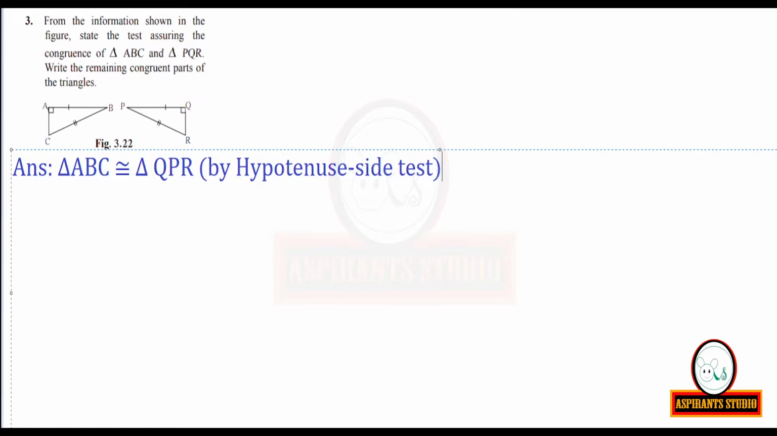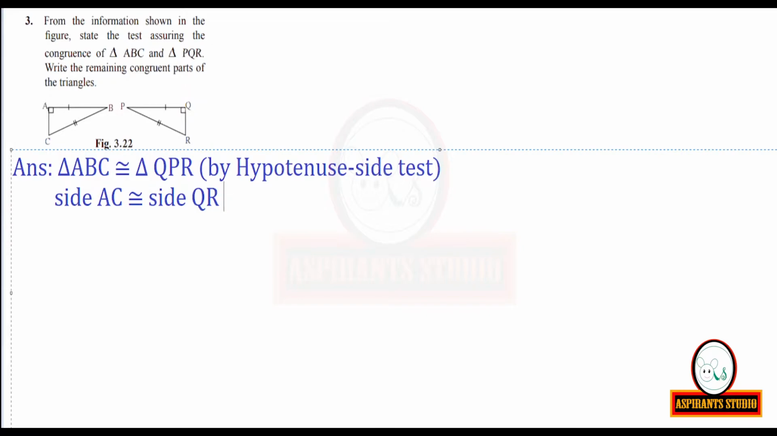If the hypotenuse and the side of a right angle triangle are congruent with the hypotenuse and the corresponding side of the other right angle triangle, then the two triangles are congruent with each other by hypotenuse side test. Therefore, triangle ABC is congruent to triangle QPR by hypotenuse side test. Now we have to write the remaining congruent parts of the triangles.